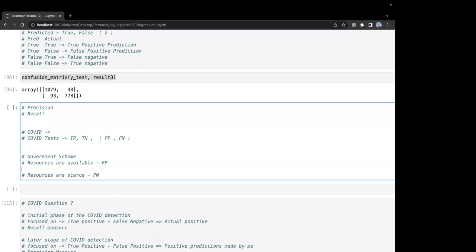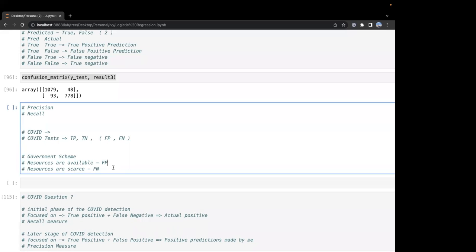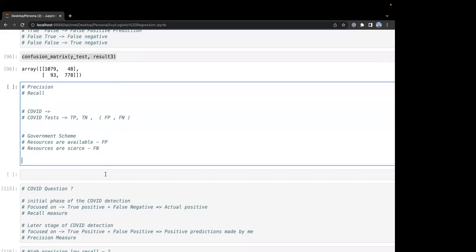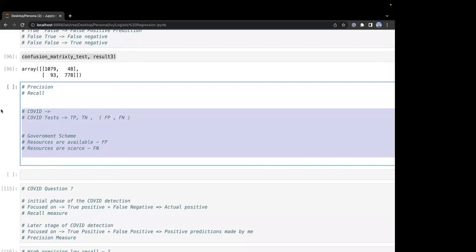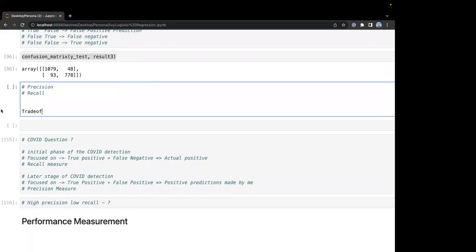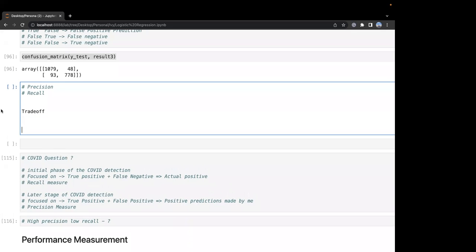The concept to be understood is that you might be prioritizing one over the other. Yeah. So you have to understand that there is a trade-off. Trade-off means, if you want to reduce false positives, that means you want to be hard on the model, that I do not want wrong positive predictions.